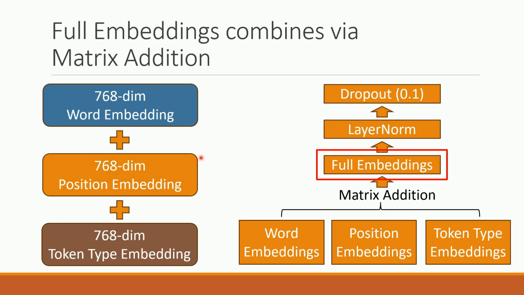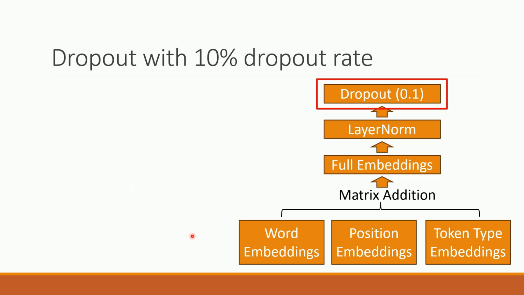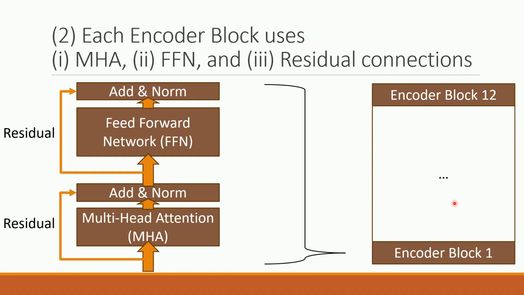So you do a matrix addition to get the full embeddings. And then you apply layer normalization over the hidden dimension per token. And then you do a dropout with a 10% dropout rate. So next, for the encoder, it has 12 stacked encoder blocks, as you can see over here. So for each encoder block, it uses multi-head attention, a feed-forward network, and along the way, it adds residual connections and then does layer normalization here as well.